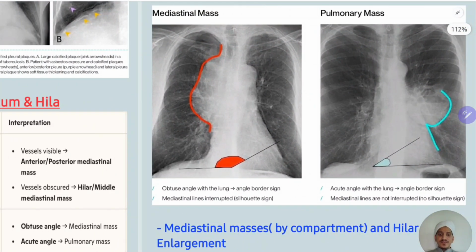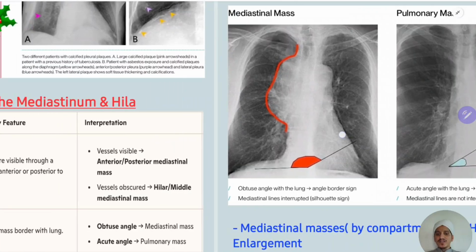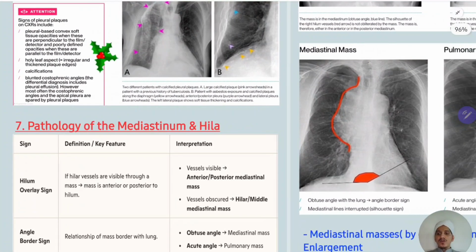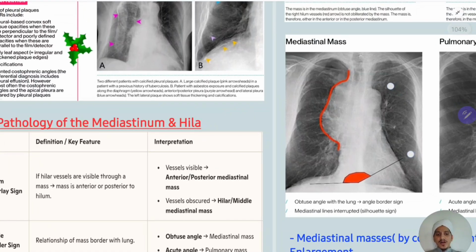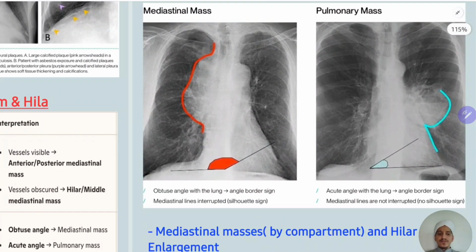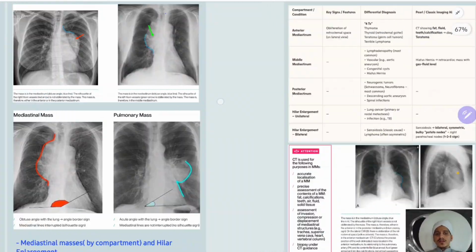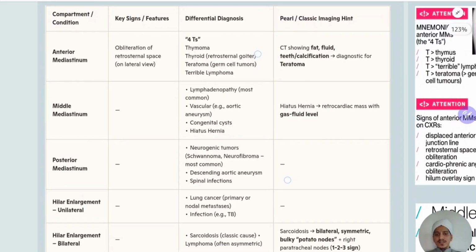Now, mediastinal masses by compartment and hilar enlargement. So we have learned how to identify whether a mass is pulmonary or whether it is in the mediastinum, whether in the middle, anterior or posterior mediastinum, by the Hilum overlay sign and the angle border sign. Now we'll learn the mediastinal masses by compartment, meaning whether they are present in the anterior, middle or posterior compartment, and the second topic is hilar enlargement. So let us see this theory first.